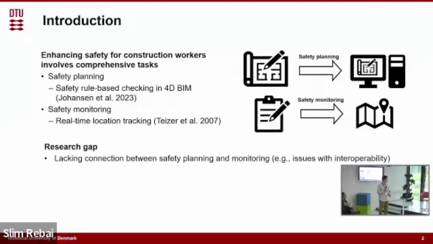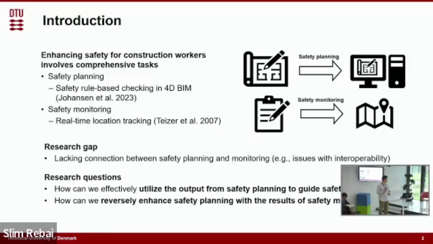However, we still identify a research gap. There is a lack of connection between safety planning and monitoring, which often leads to limited interoperability and undermines the advancement of automation technology. And therefore, we raised our research question. How can we effectively use the output from safety planning to guide safety monitoring? And how can we reversely enhance safety planning with the results from safety monitoring?